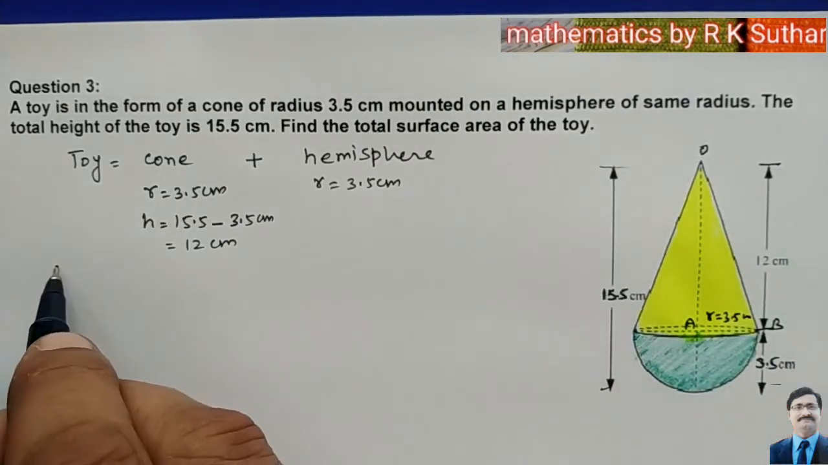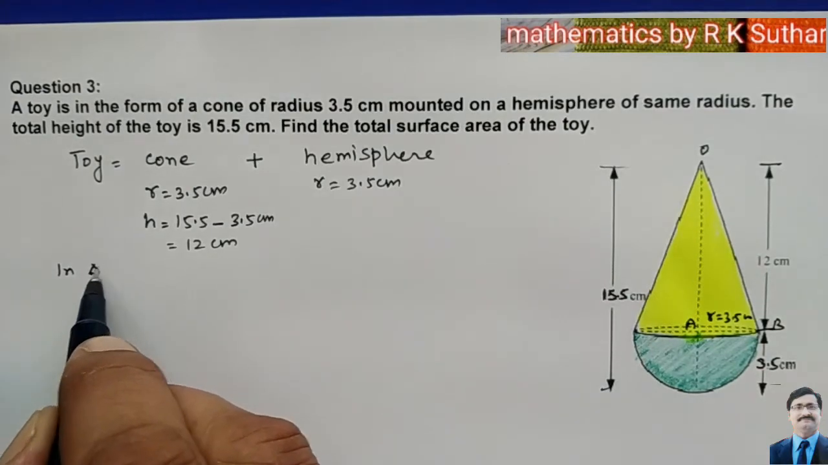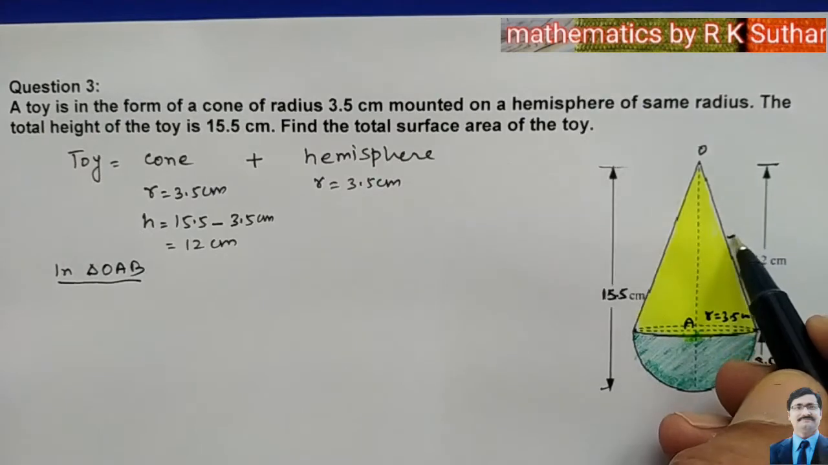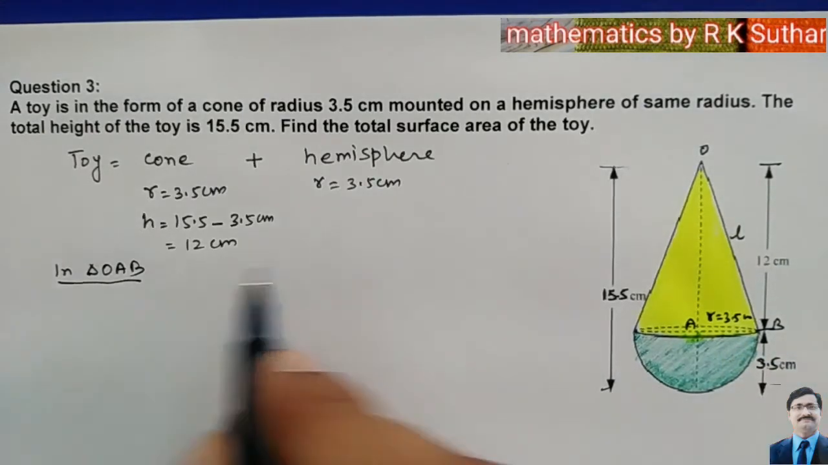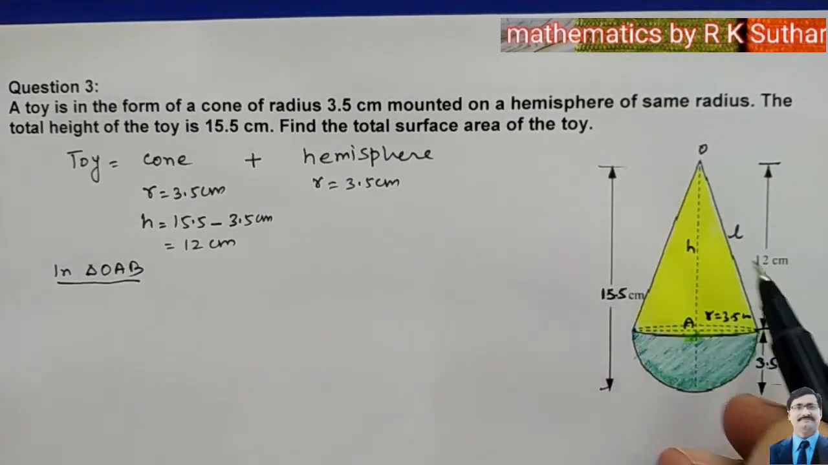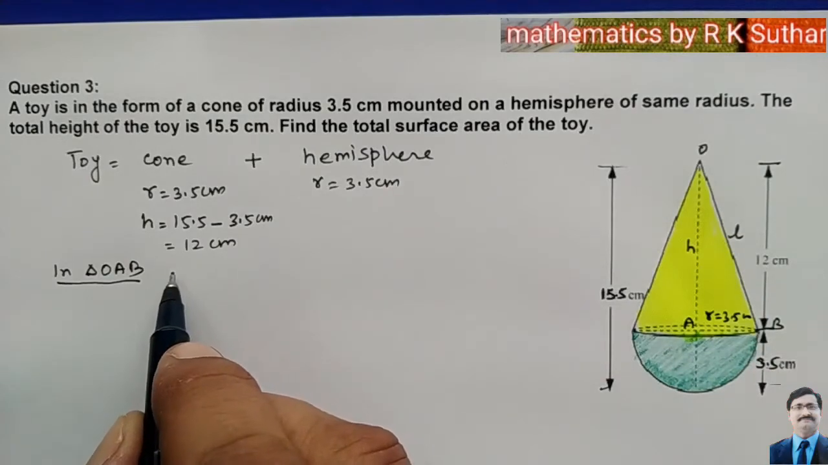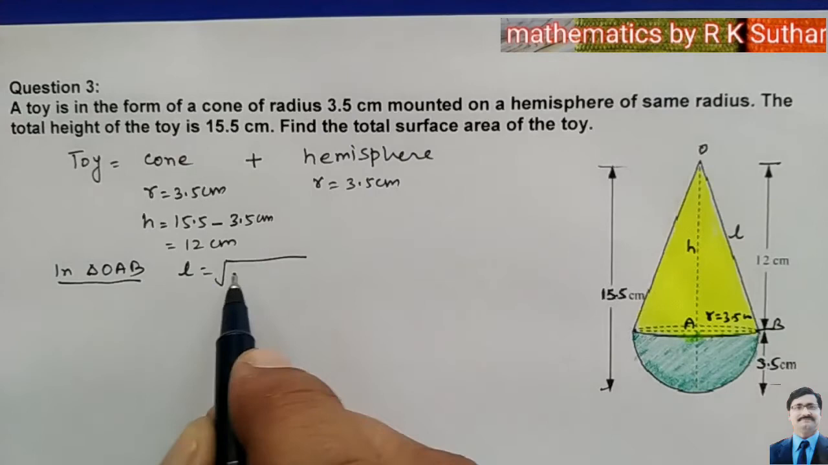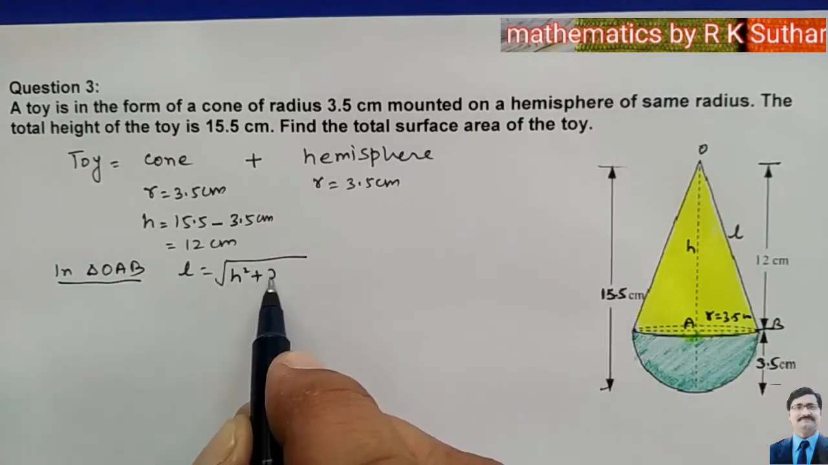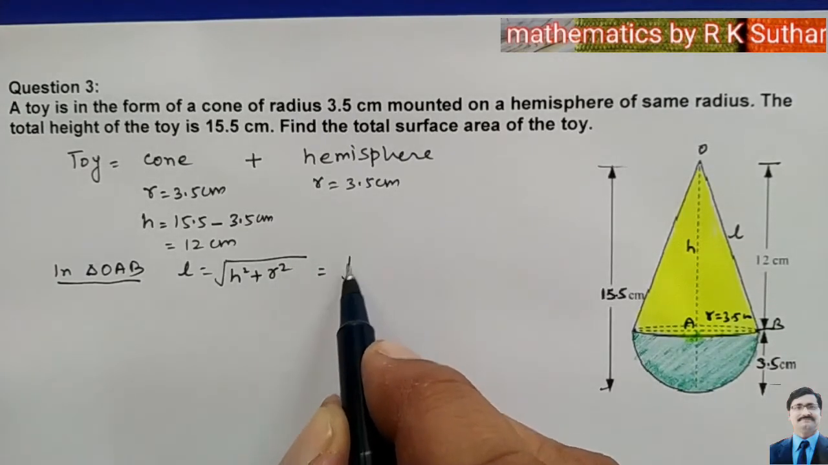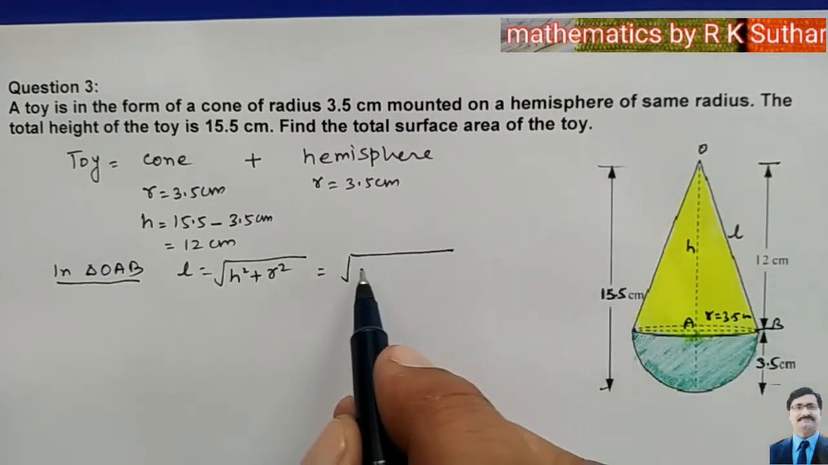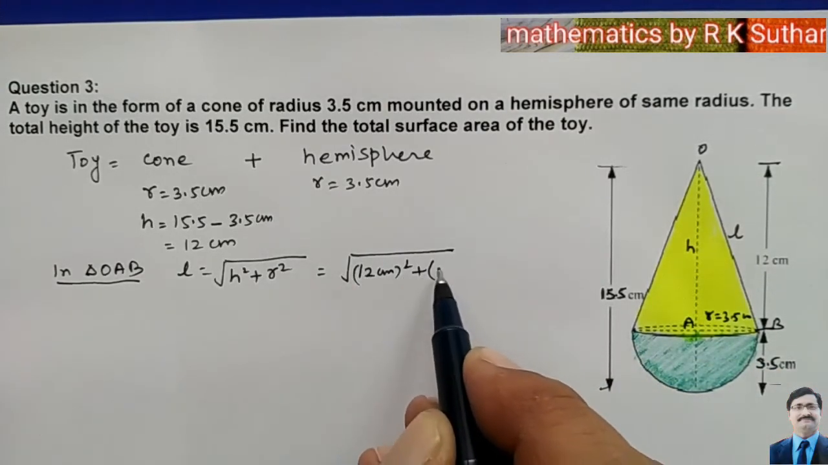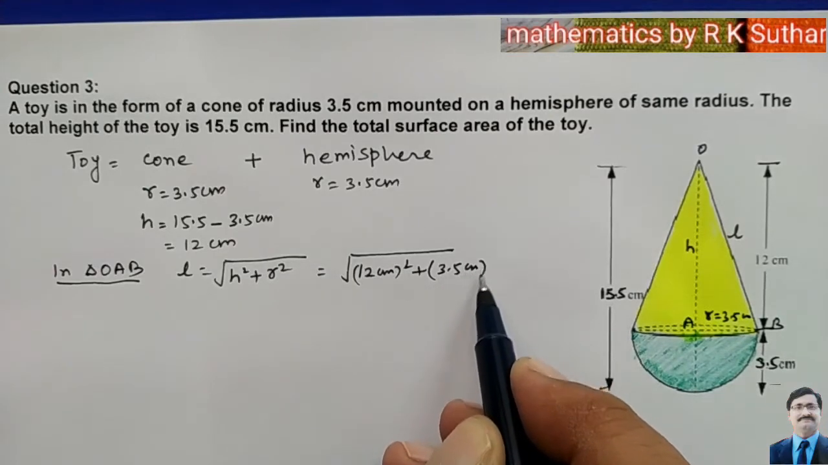So in triangle OAB, look here, this is l, the lateral length. We can use the Pythagoras theorem here. The lateral length l will be equal to the root of h square plus r square, where h is 12 centimeter and r is 3.5 centimeter.